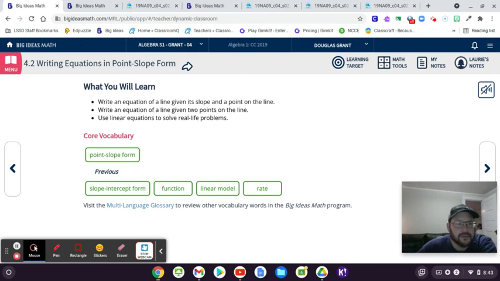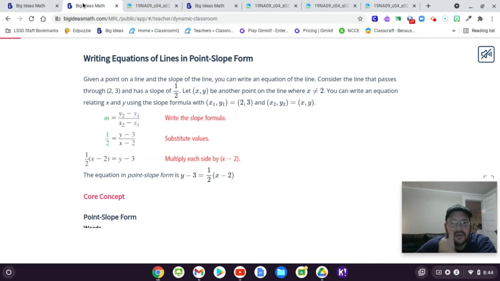Well, ahoy, we're jumping into 4.2, writing equations in point-slope form. So we've talked about slope-intercept form. There's a new form. It's called point-slope form. So let's jump into what that looks like. You'll probably want to take some notes.